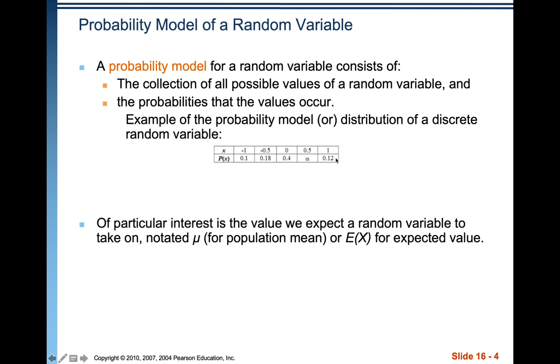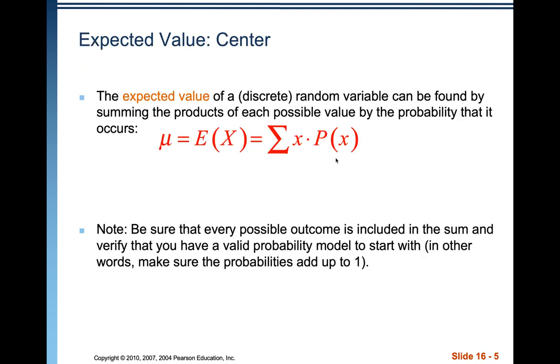Of particular interest is the value we expect a random variable to take on, and that's noted mu for population mean or E of x for expected value. For a discrete random variable, you're going to be able to calculate that mean or expected value by taking each of the possible values of the random variable, multiplying it by the corresponding probability, and then adding up all of those products.